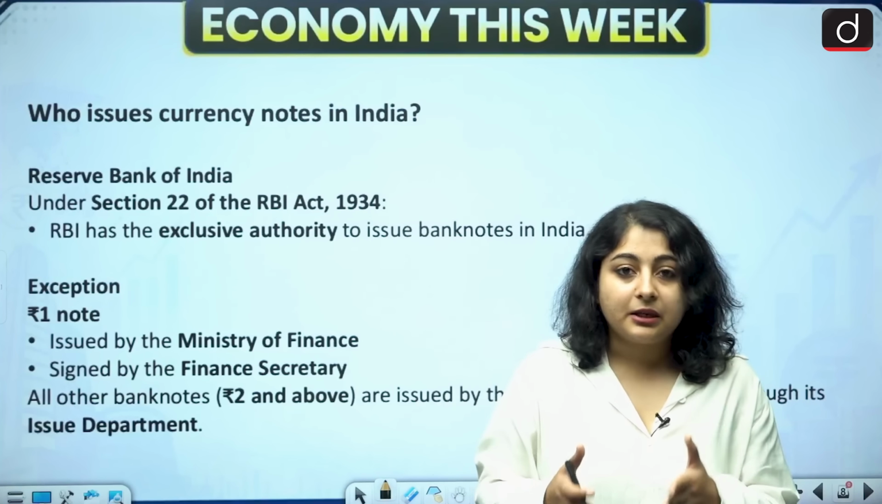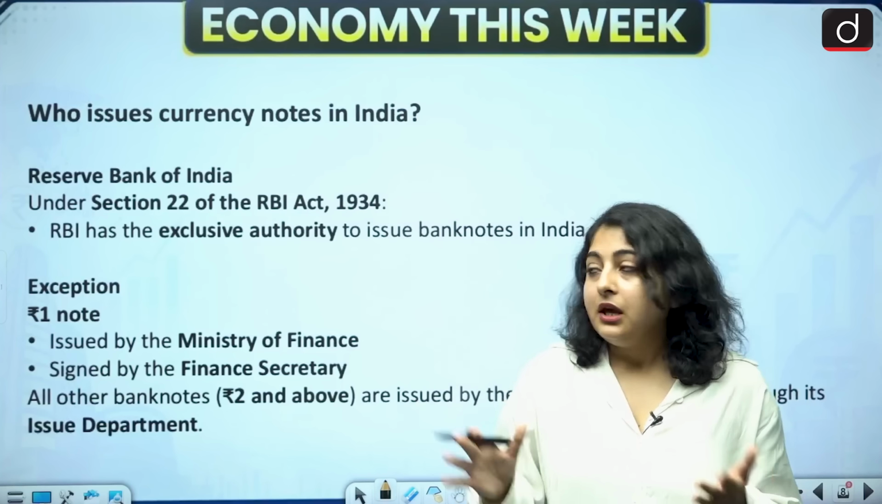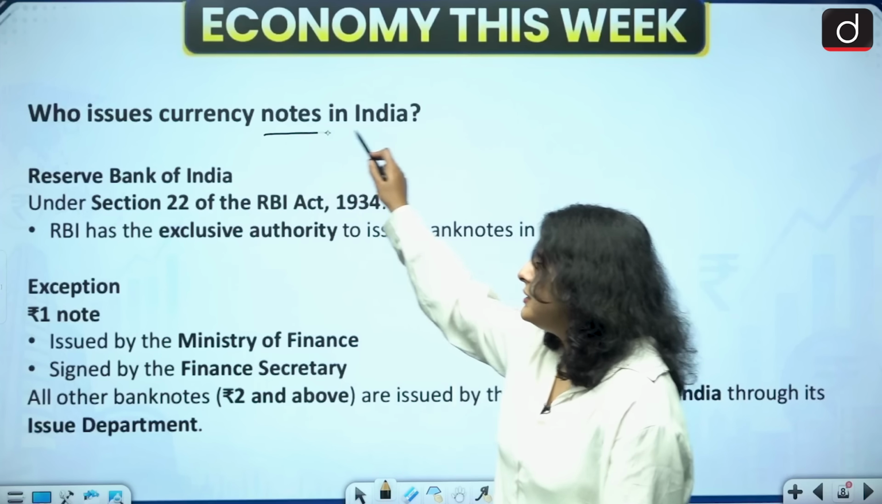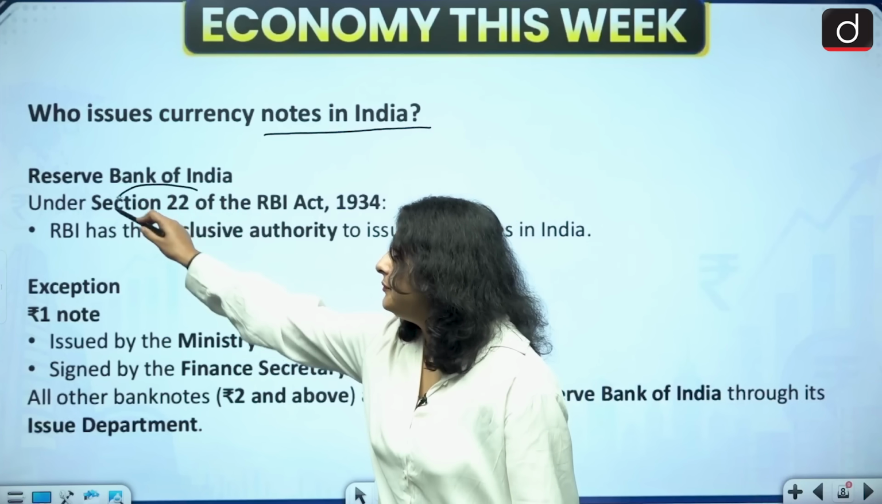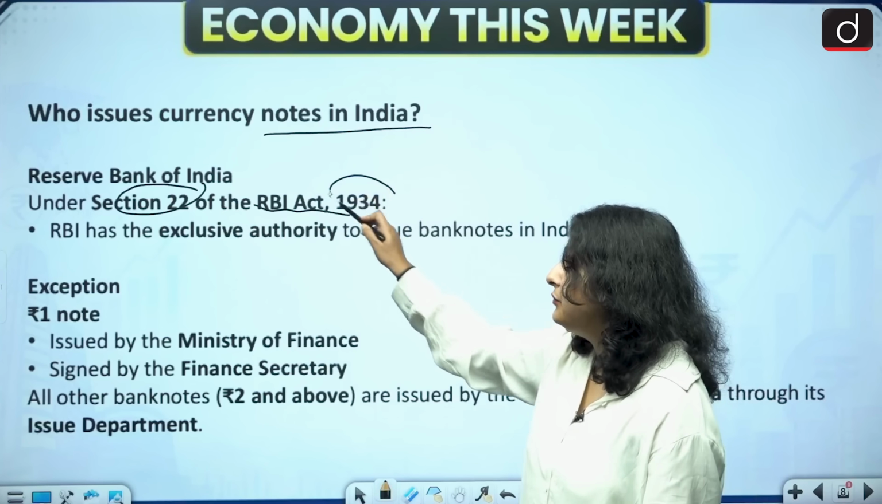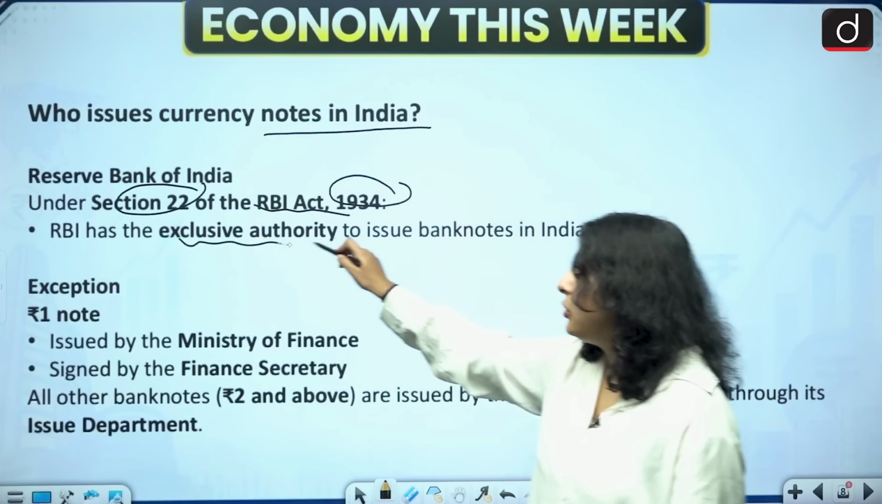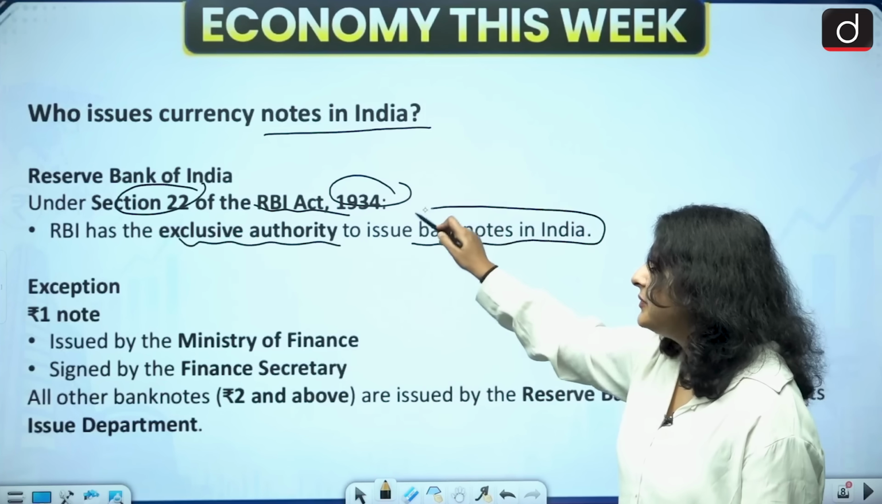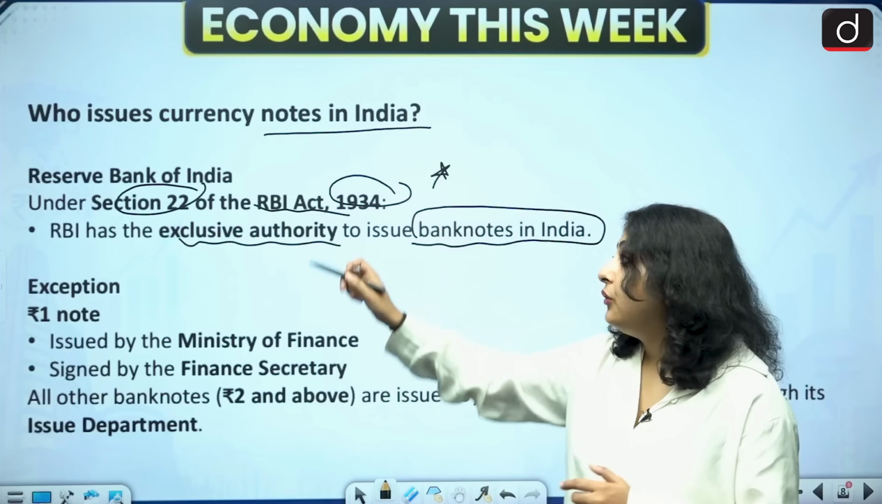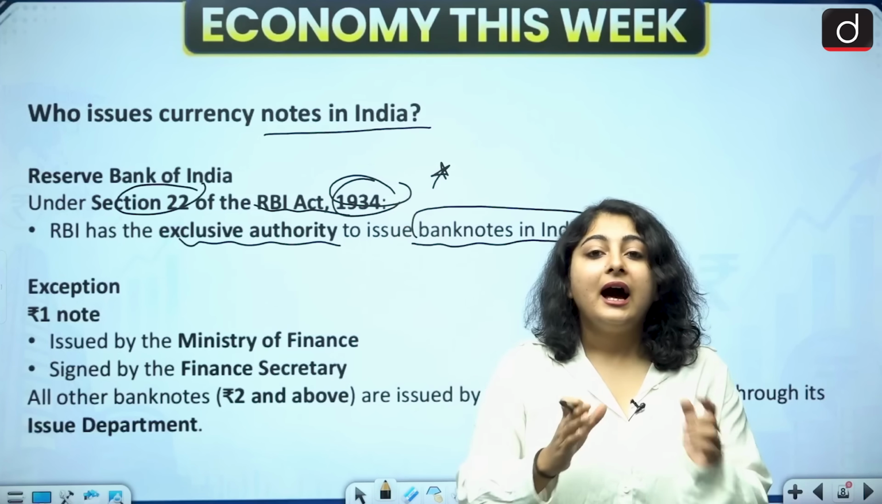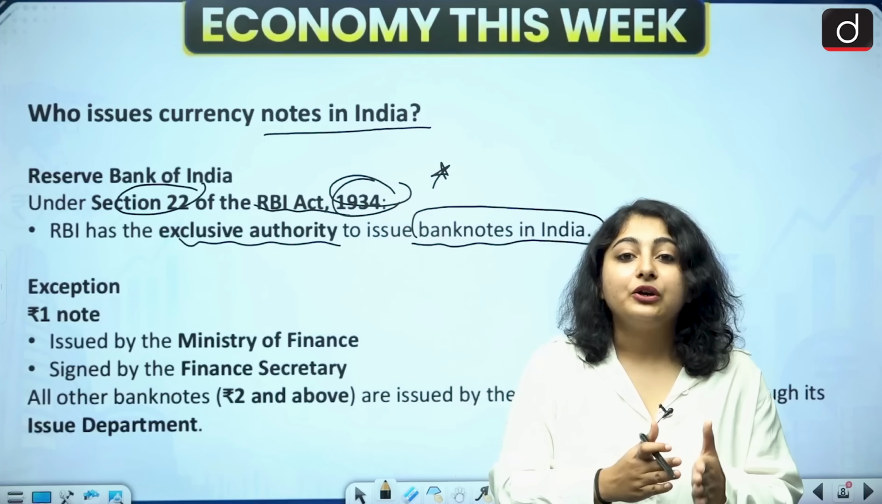Now, let us come to the static part, which is important for your exam. The main question is, who issues the currency notes in India? Very important. Under Section 22 of the RBI Act 1934, RBI has the exclusive authority to issue bank notes in India. Very important key fact for you.